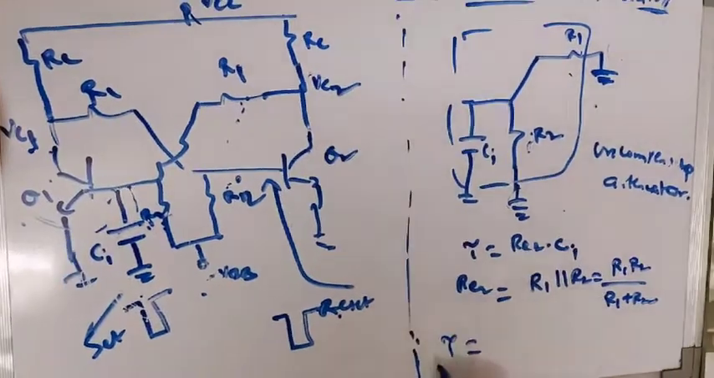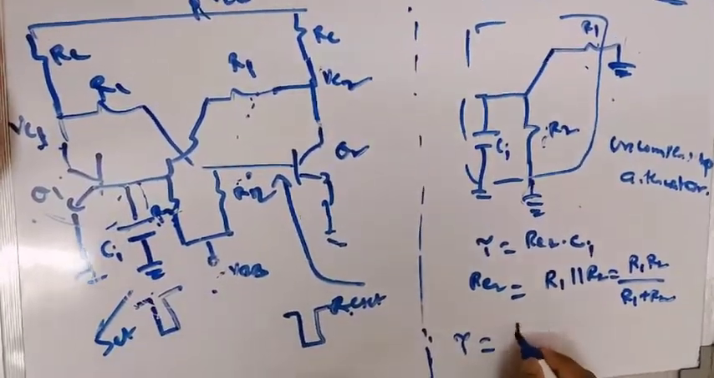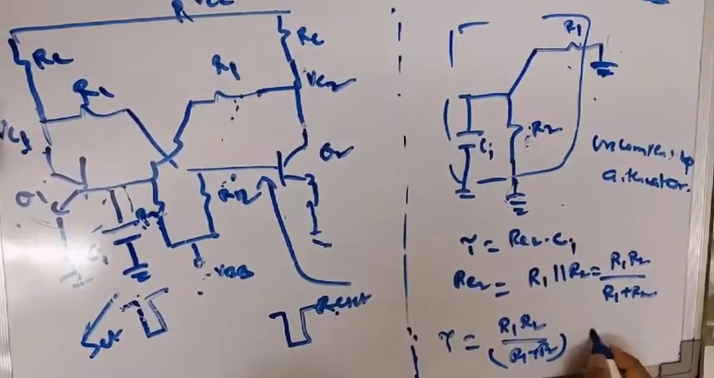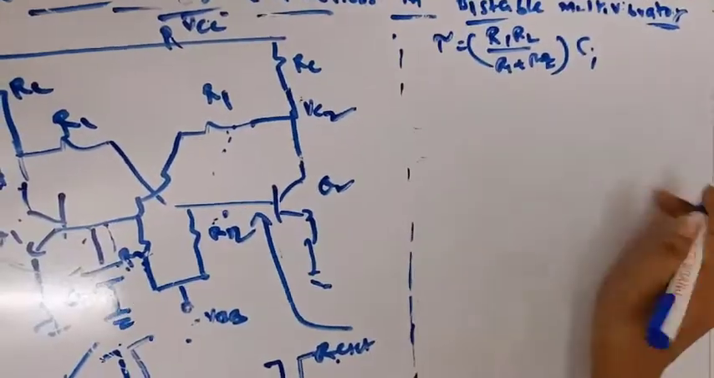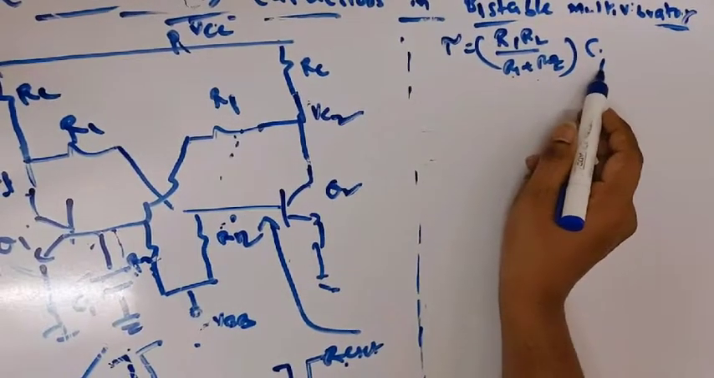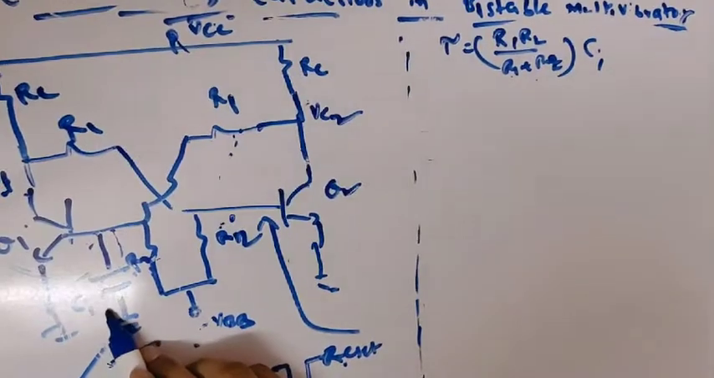The time constant of this network, which is at the base of transistor Q1, is equal to R1 R2 divided by R1 plus R2 into Ci. So this means it depends on the capacitance, that is the logical capacitance or stray capacitance Ci here.